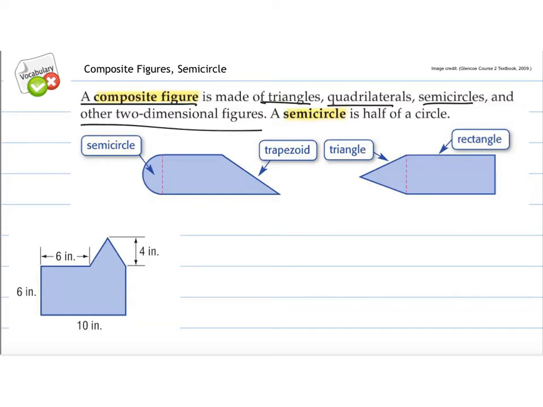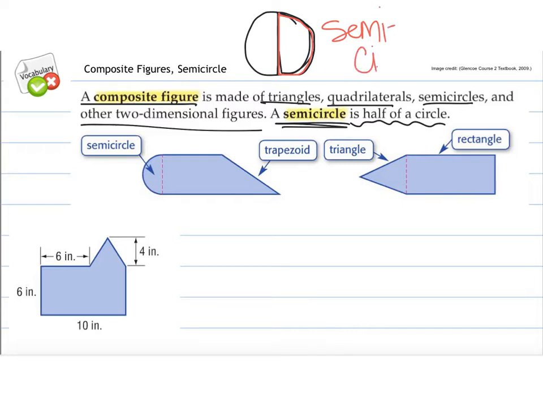Something else you want to write down, a vocab word, would be a semicircle, and that is half of a circle. So we have a circle, and if we cut it in half, this part right here, that's kind of a bad circle, but this right here is a semicircle. It's like a half circle.